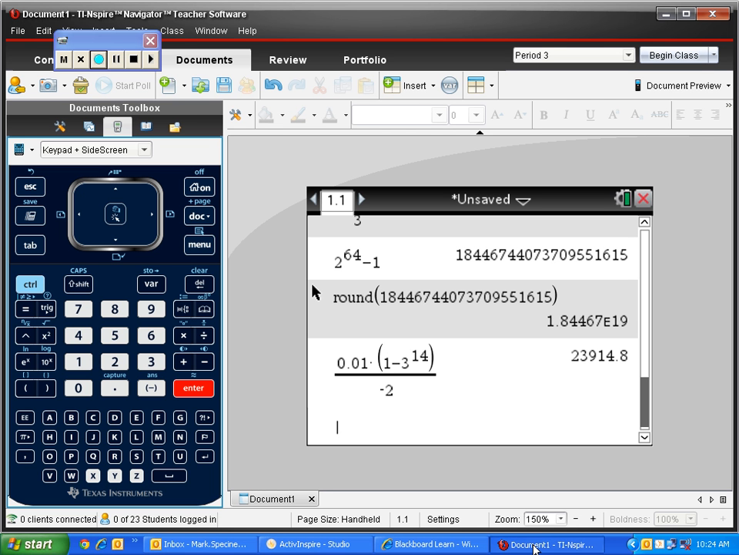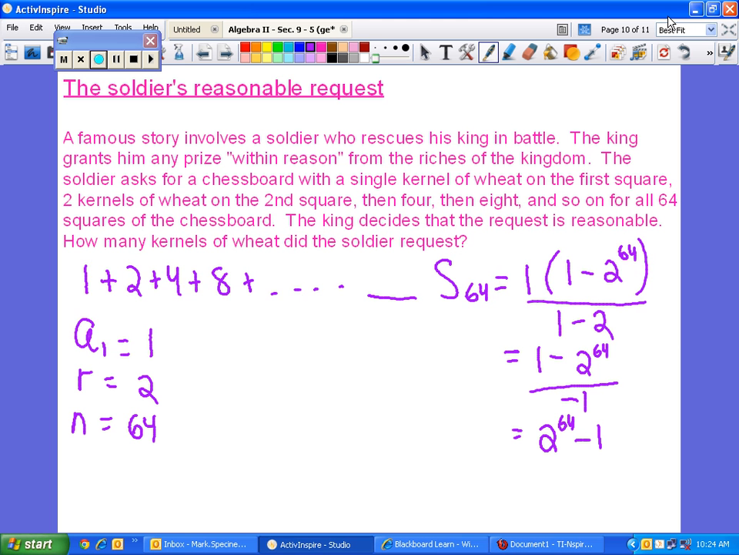It's 1.84. E is the calculator's way of showing scientific notation, the exponent. But that's your answer. The book gives you the answer of 1.845 times 10 to the 19th power.